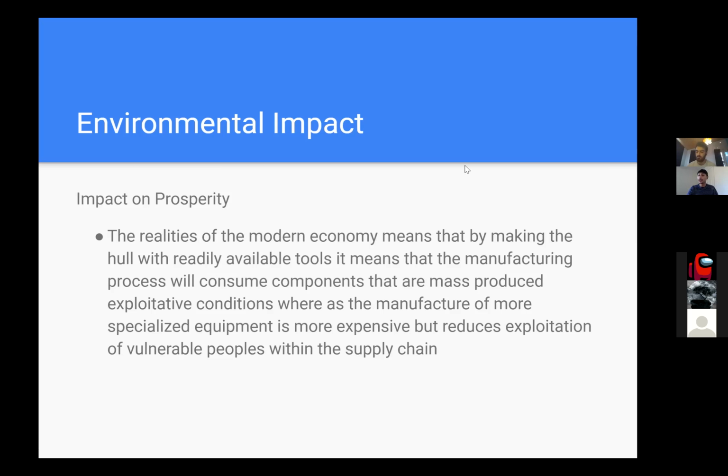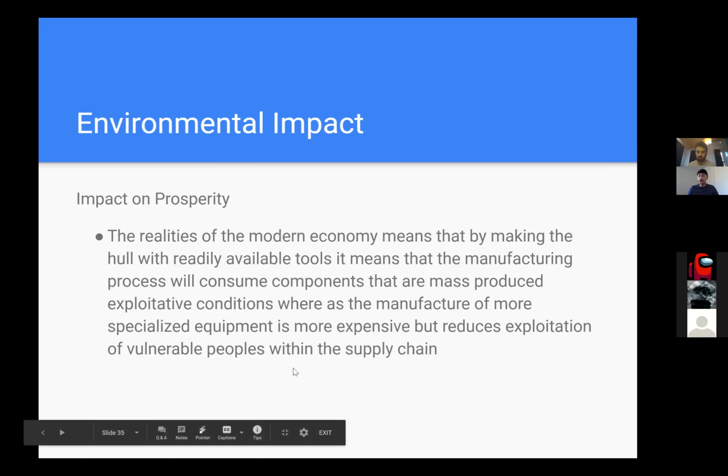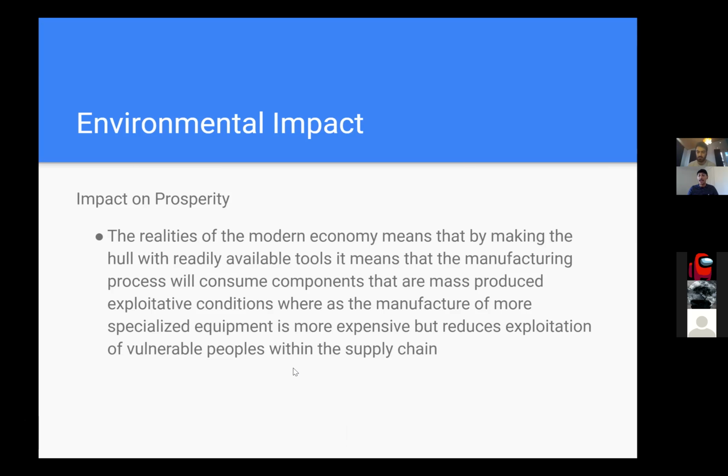pre-manufactured tools. We are not creating tools of our own for this manufacturing process. And so we have to take into consideration supply chain logistics that might otherwise cause worsening of global exploitation. But overall, our vehicle is going to be fairly green.